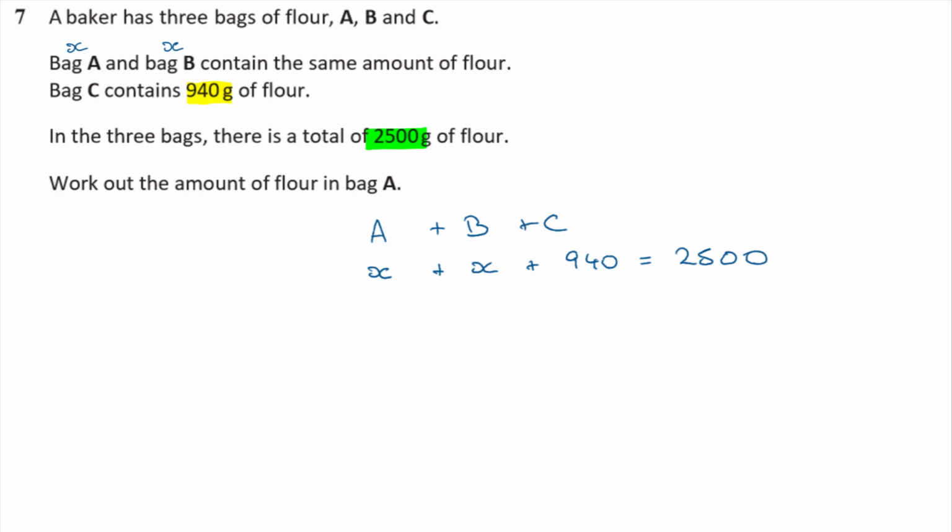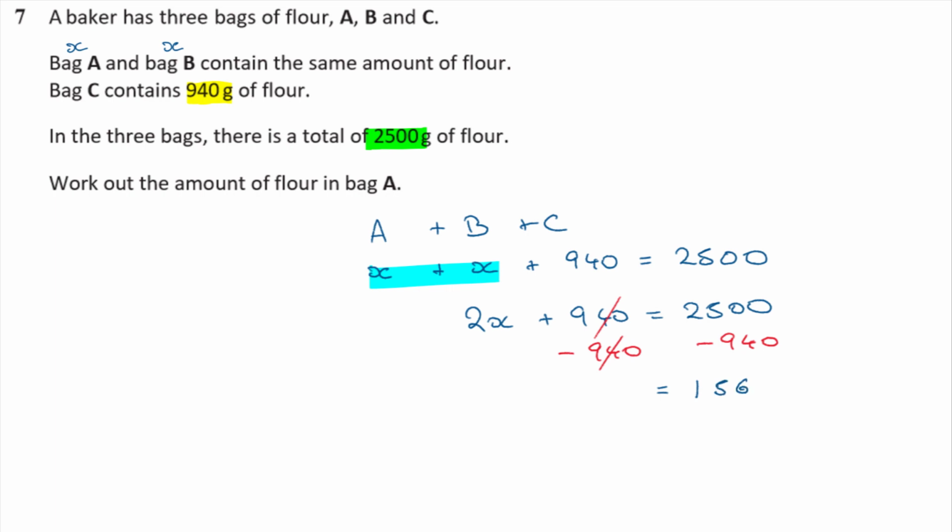2,500. Okay? So just collecting those like terms together. So X plus X, that's the same thing as 2X. So 2X plus 940 is 2,500. Taking 940 away from both sides, they're cancelled from that side. And then 2,500, take away 940. You can tap that into your calculator, or just do it freehand. I make that 1,560. That's going to be equal to 2X.